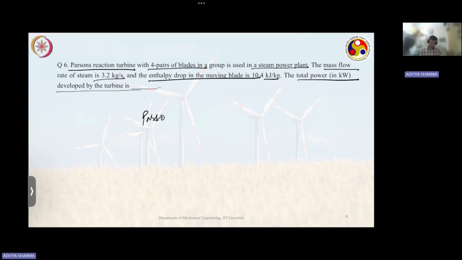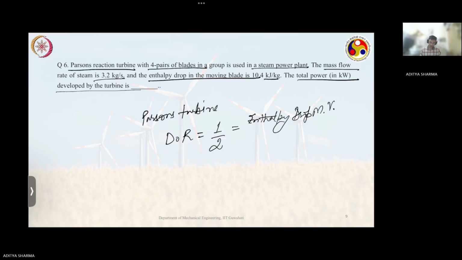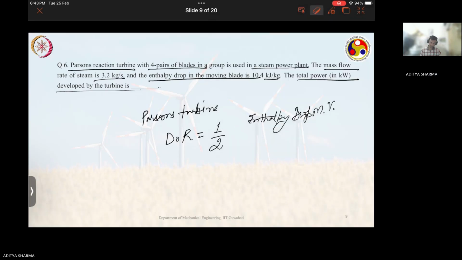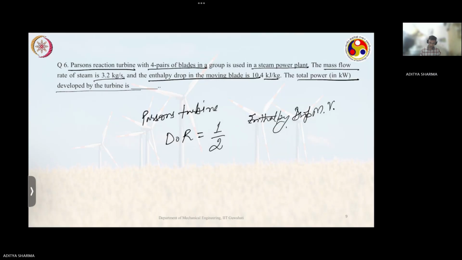So this is a Parsons turbine, which means your degree of reaction will be 1 by 2, which means your enthalpy drop in moving blades will be equal to the enthalpy drop in stationary blades, correct? So this is your Parsons turbine.